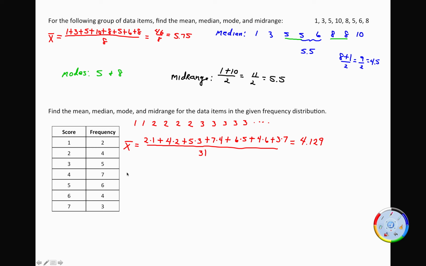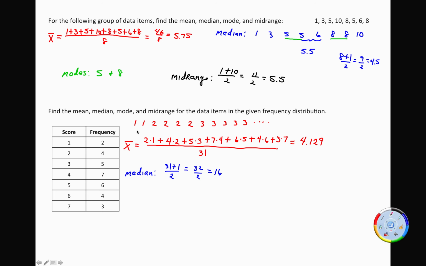Now, to find the median, I want to find that data item or items in the middle. We know there are 31 data items, so plugging into my formula to get the position of the median, I find out that it's in the 16th position.